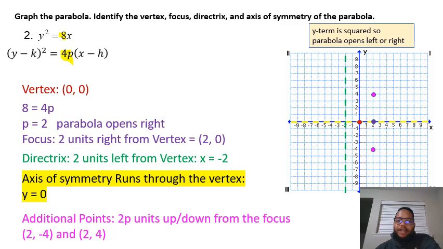Now we're just going to have to connect these 3 dots. Those 2 additional points and the vertex make up the 3 points that you need to join, and there is your parabola.